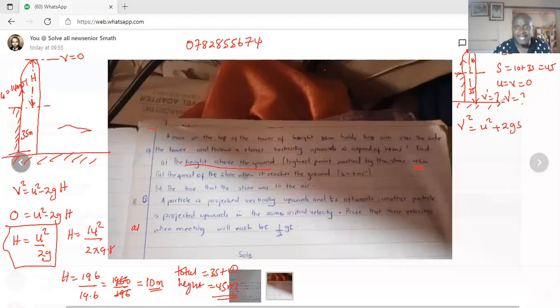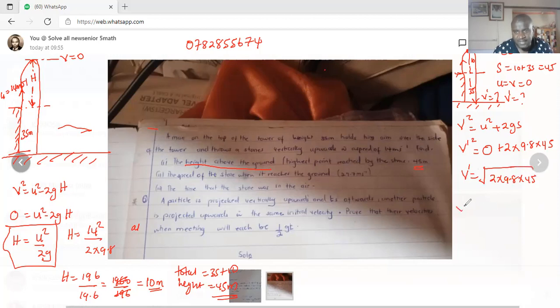Why am I saying plus? I'm starting from maximum height. The particle is coming back down. I will have the final velocity squared is equal to the initial 0 plus 2 times 9.8 times 45. Finally, v prime can be got from the square root of 2 times 9.8 times 45.